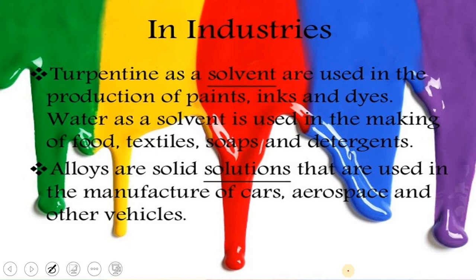In industry, turpentine is used as a solvent in the production of paints, inks, and dyes. Water is used in the making of food, textiles, soap, and detergent. So water as a universal solvent, not just at home, we also use it to make textiles, detergent, and soap. Usually they will ask you in the subjective question, what is the use of each of these organic solvents, or what is the use of water, for example.